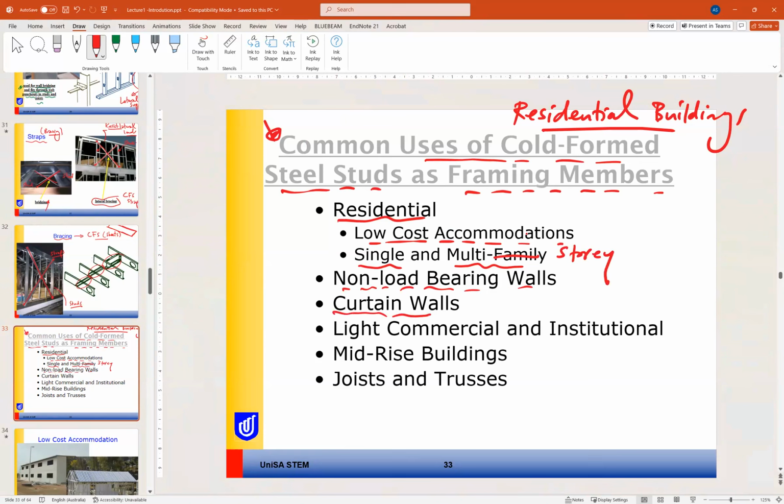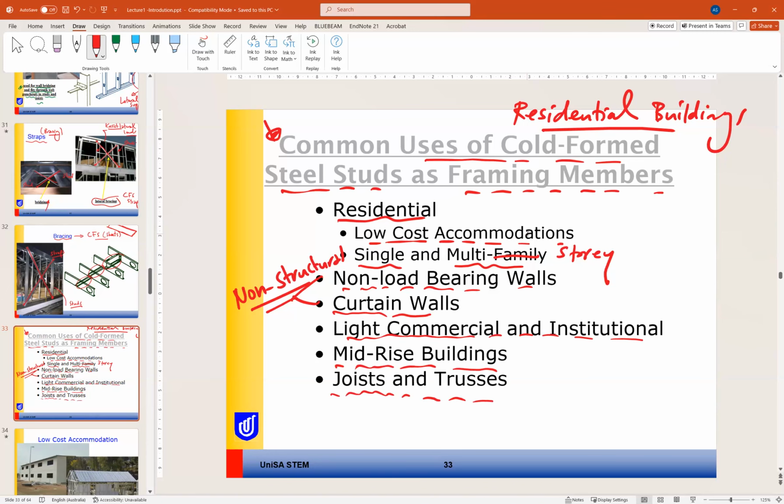or curtain walls. So both of these are non-structural applications of the stud, as we mentioned earlier, because it doesn't carry much loads. Also, it can be used in light commercial and institutional buildings. So the studs can be used in light structures, commercial or institutional. Also can be used in mid-rise buildings and can be used as joists and trusses.